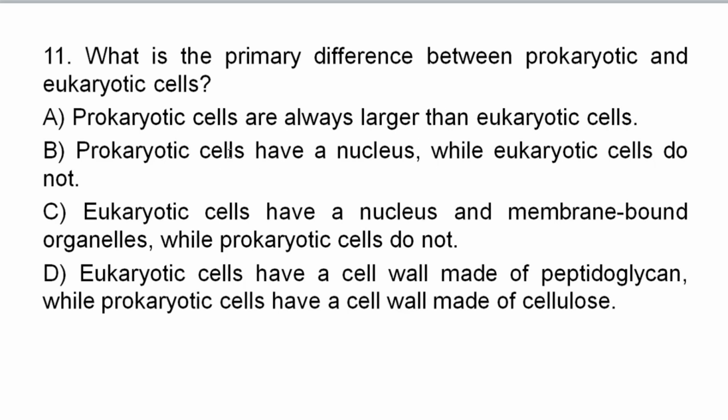Good. Question number 11. What's the primary difference between prokaryotic and eukaryotic cells? A. Prokaryotic cells are always larger than eukaryotic cells. B. Prokaryotic cells have a nucleus, while eukaryotic cells do not. C. Eukaryotic cells have a nucleus and membrane-bound organelles, while prokaryotic cells do not. D. Eukaryotic cells have a cell wall made of peptidoglycan, while prokaryotic cells have a cell wall made of cellulose. What's the primary difference between prokaryotic and eukaryotic cells from the given alternatives?